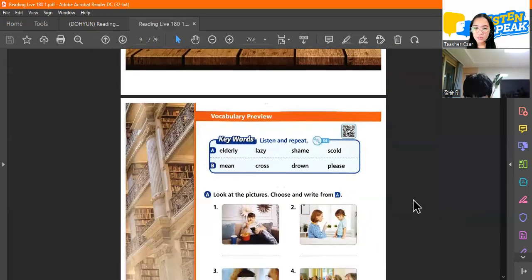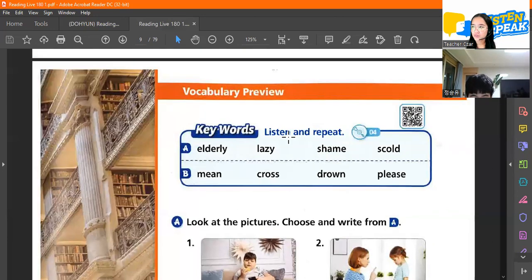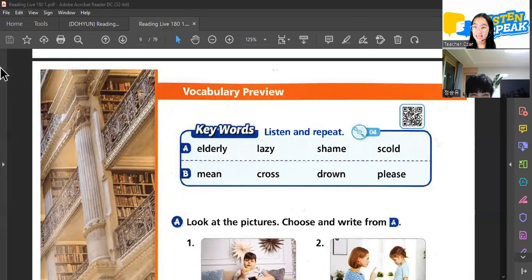Here, as you can see, you will have eight words. What is the first word? Elderly. Yes, elderly are old people, like our grandparents, grandmother or grandfather. How about this one? Lazy. Very good. Lazy is someone who doesn't do anything. How about this? Shame. Shame is a painful feeling or distress about something. For example, I saw a kid who has dirty clothes, and she is ashamed of it, she has a shameful feeling about it because her clothes are dirty.